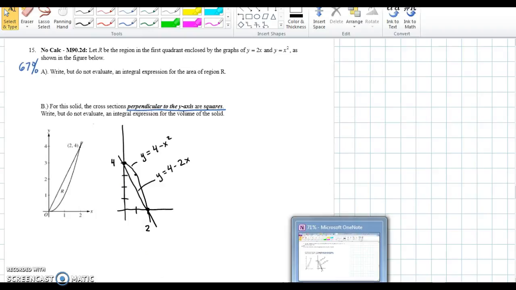Your practice problem, your corrections problem, same thing. Do part A and B. For this second figure, two curves, y equals 4 minus x squared, and y equals 4 minus 2x.